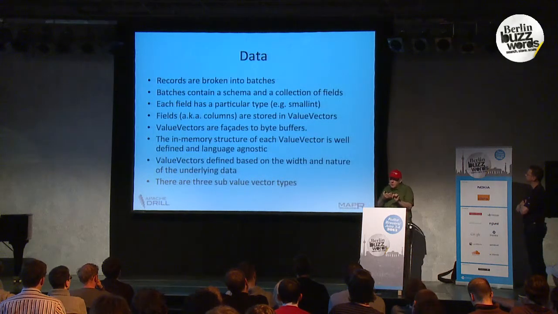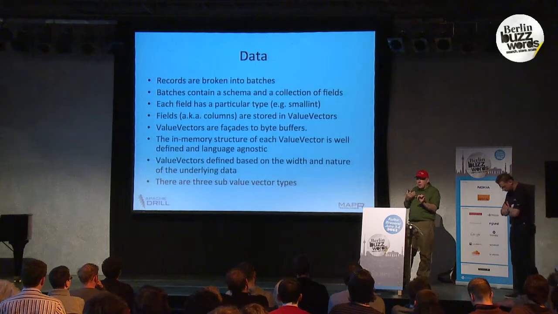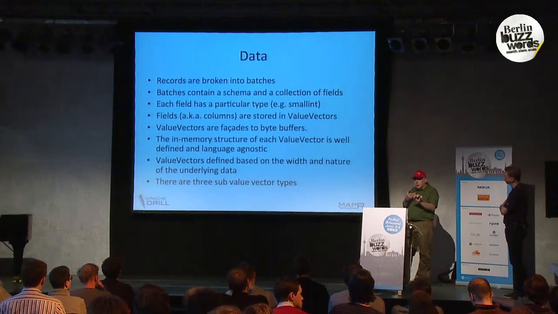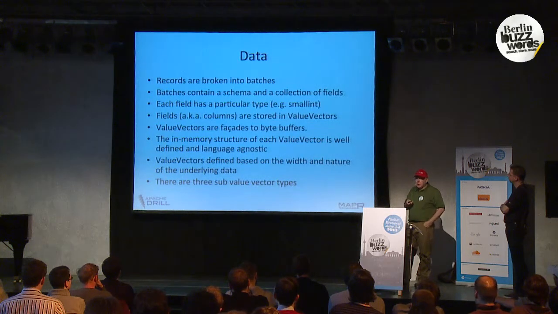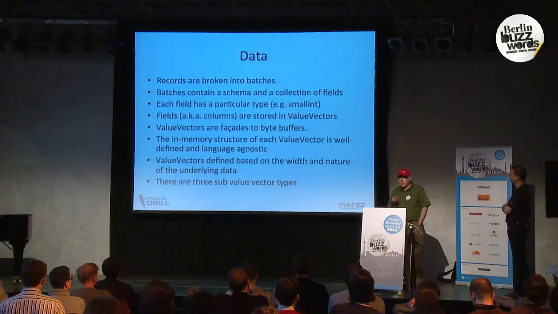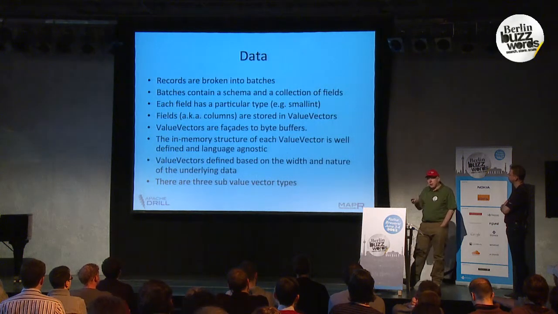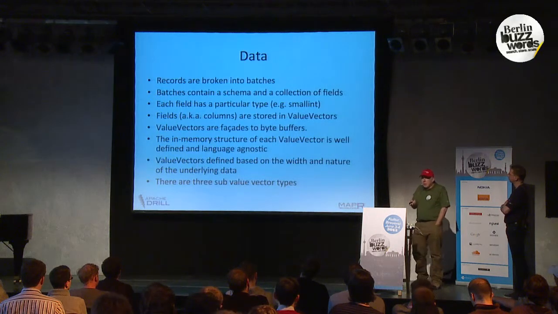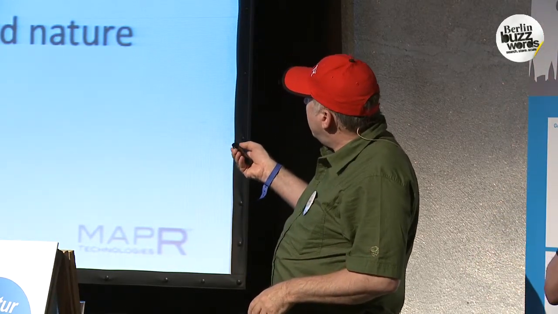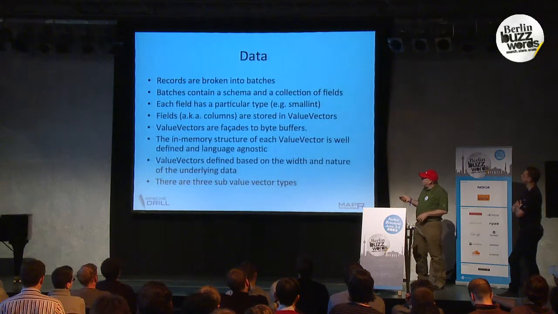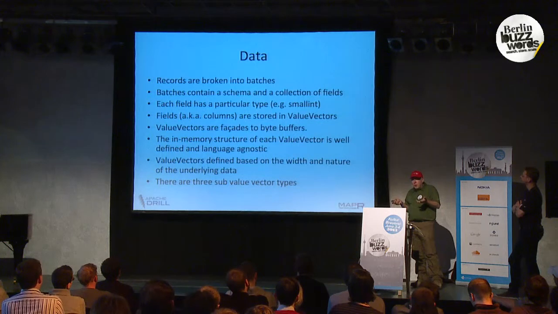And that allows us to abstract away the internal data structures, the internal interpretations, so that the network layer doesn't have to change as these internal interpretations of the data change. So if we add new kinds of compression, or new kinds of data structures or alternative encodings for things like strings, we don't have to change the network layer or the batching layer or the overall execution framework at all. These value vectors are where we store these things, and these are facades into off-heap byte buffers.